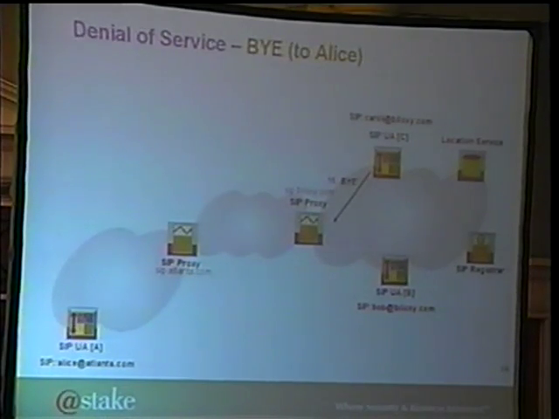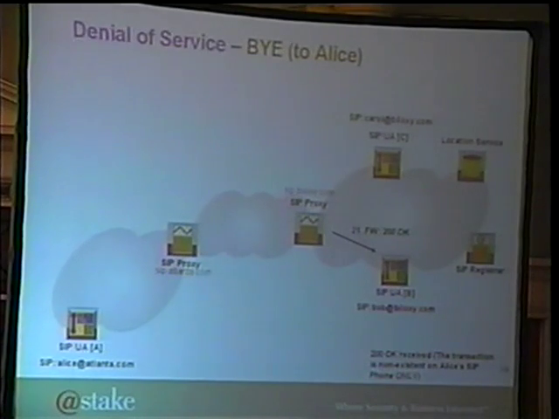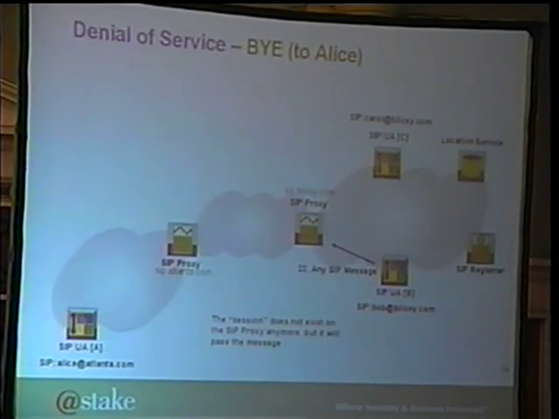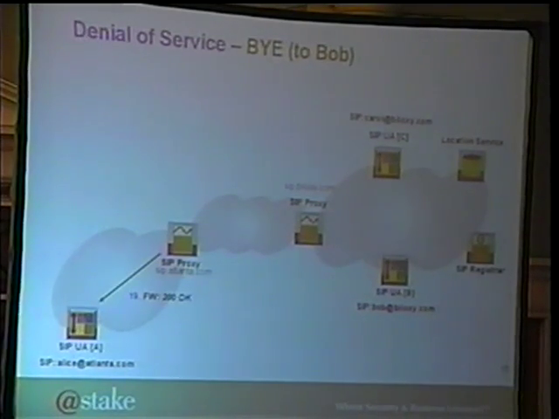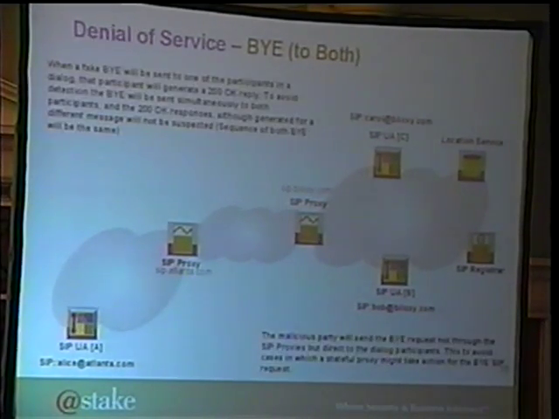So here we're sending a BYE request to Alice. That's it. Alice sends a 200 OK, and what is subsequently sent from Bob to Alice will be ignored because the transaction is not there anymore. We will actually get a response code saying 481, call transaction does not exist, and basically that's it. We can do the same trick, and we can send the BYE request to Bob. It's the same thing. If a subsequent request comes from Alice to Bob, the same thing will happen.